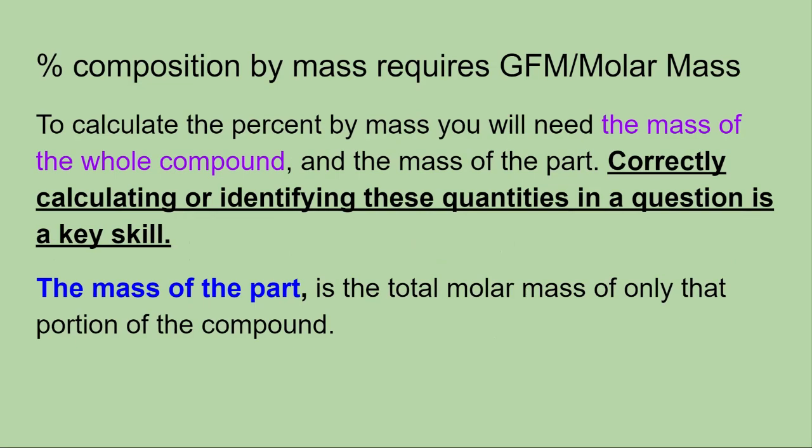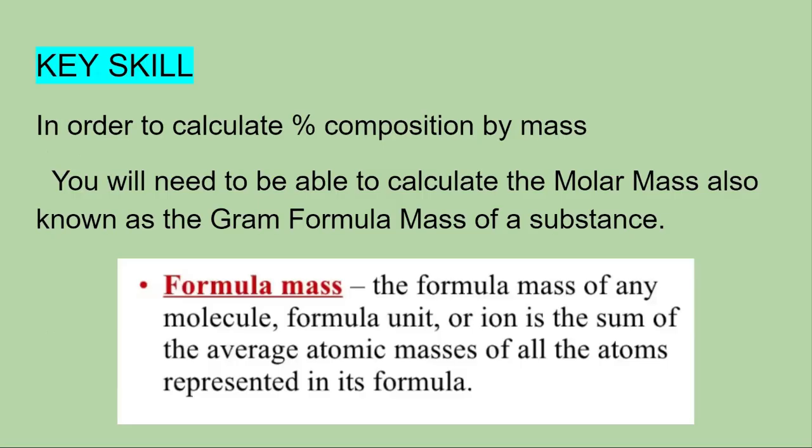Okay, so whenever you're doing this calculation, the whole on the bottom will be the gram formula mass or the molar mass. The mass of the part is the molar mass of only that part of the compound. The reason I say molar mass is because it could be multiple atoms. So this is just the formula, the definition of formula mass, just to review.